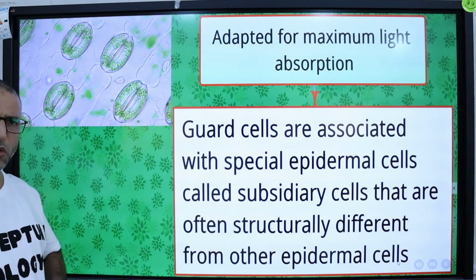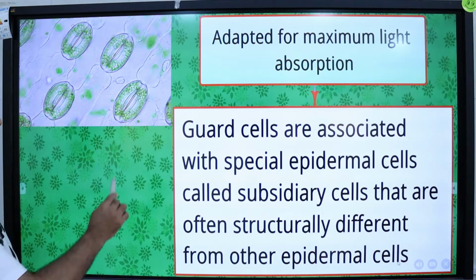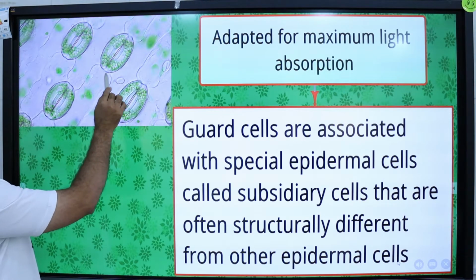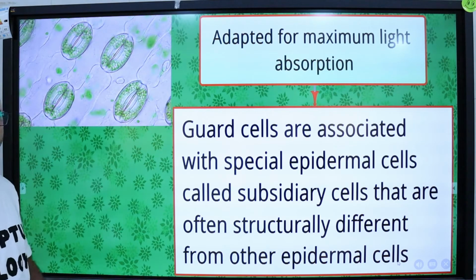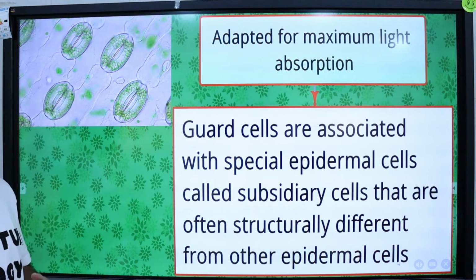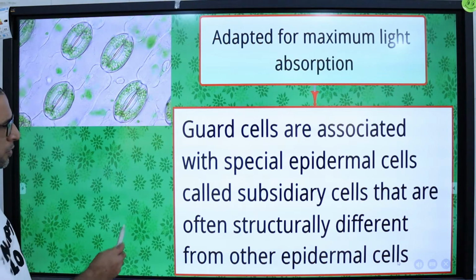Guard cells are associated with special epidermal cells called subsidiary cells. So, these are the guard cells, and they are associated with special epidermal cells, and these special epidermal cells are called subsidiary cells. And subsidiary cells are structurally different from other epidermal cells.